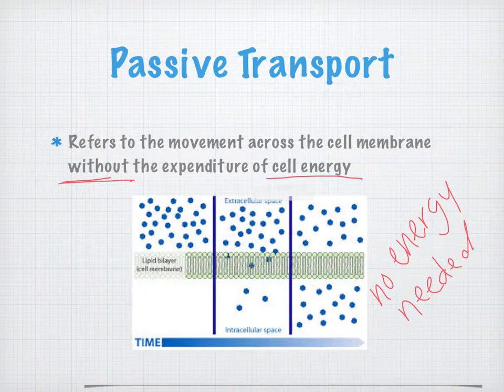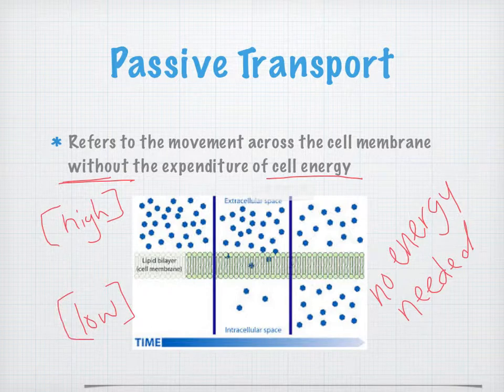So we can see in the diagram, outside our cell, our extracellular space, we have a lot of a molecule. So we can say we have a high concentration, whereas inside we have a low concentration. So passive transport would tell us that certain molecules are able to pass from high to low, and that's what they're doing here, until they are equal.